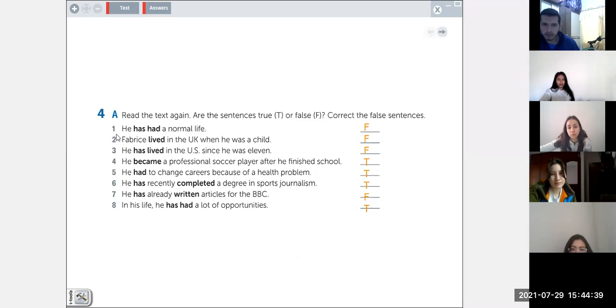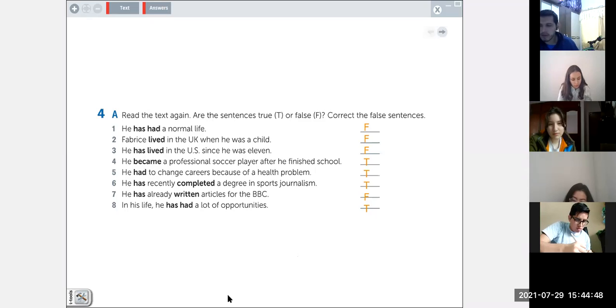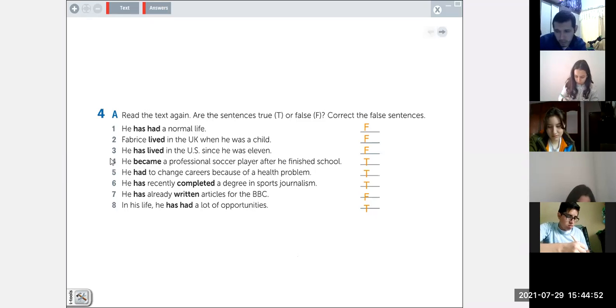We have the present perfect in the first one. In the second, what tense do we have? Past simple. Yeah, the simple past. Number 3, present perfect again, right? Number 4, past simple.